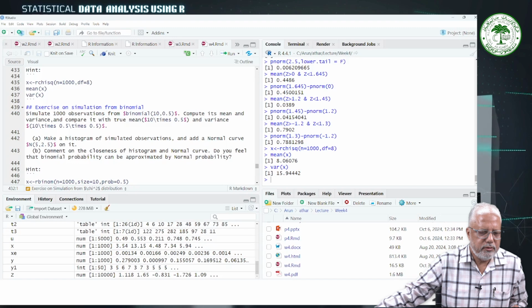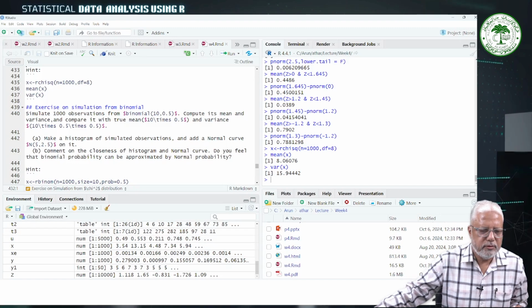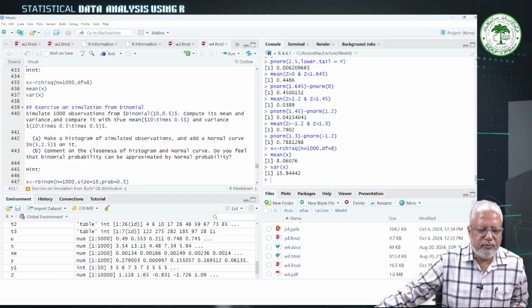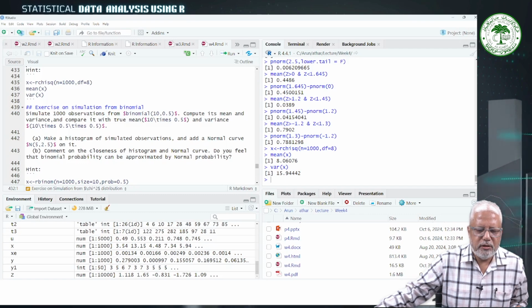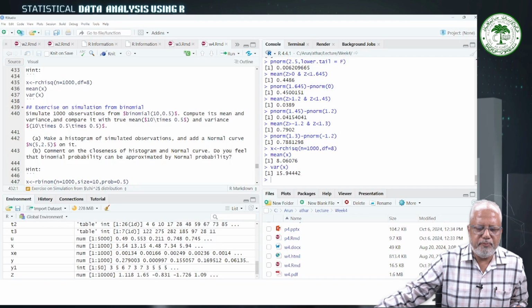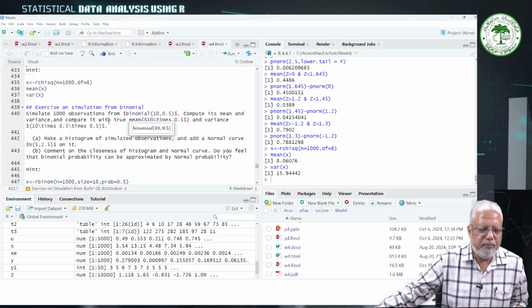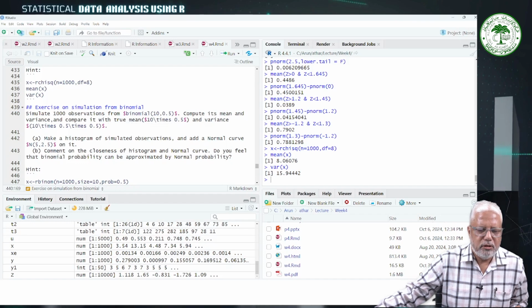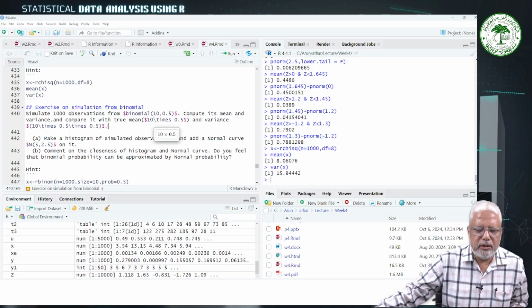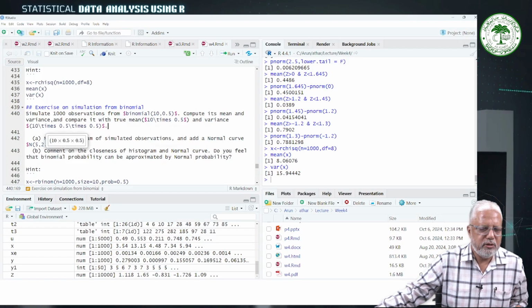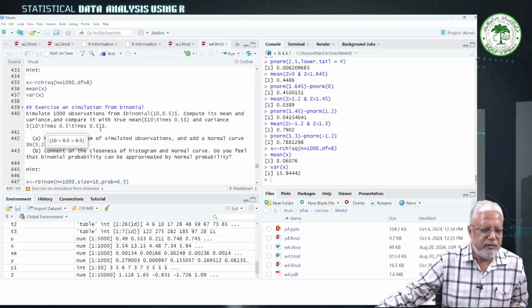See here, exercise on simulation from binomial distribution. Simulate 1000 observations from binomial with size 10 and p is equal to 0.5. Compute its mean and variance and compare it with the true mean, that is 10 times 0.5. So, it should be 5, and variance 10 times 0.5 times 0.5.